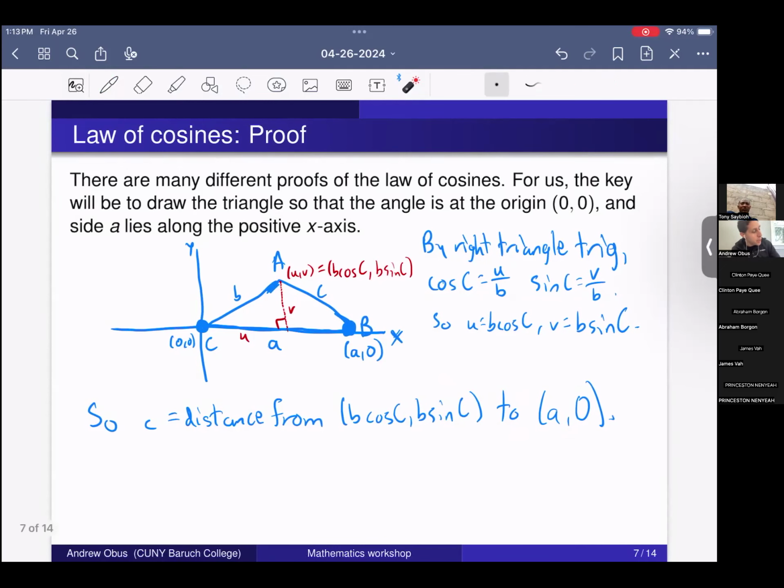Okay, so we'll do that. But just to recap, what I do is I draw the triangle like this so that the point C is at the origin and the side A lies along the x-axis. And then I draw this perpendicular line that allows us to get an expression for the point A in terms of coordinates. Okay, so this point A is (b cosine C, b sine C). Okay, and once we know that, we know this has to be (a, 0) because it's just a distance a along the x-axis. And so now all we have to do is figure out the distance between these two points. Okay, is it clear?